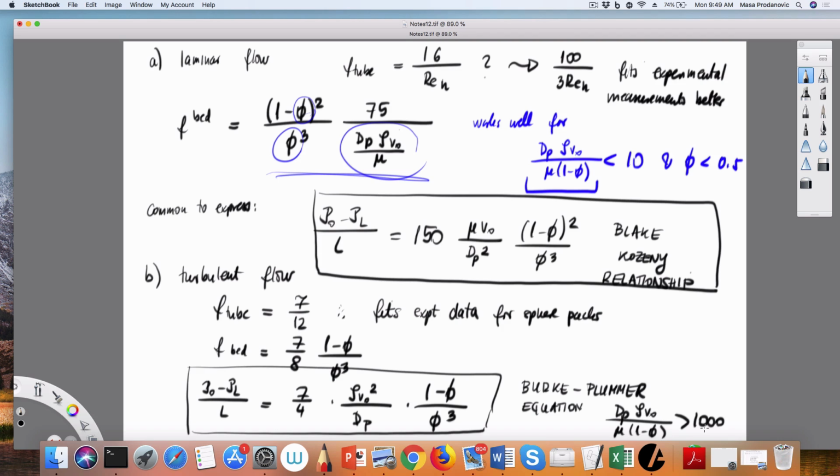Okay? So that is the transition regime. It's the so-called Ergun equation. I can write it next time. It's pretty much the sum of the two. Okay? And it works well in both, and it actually fits the experimental measurements really well too.